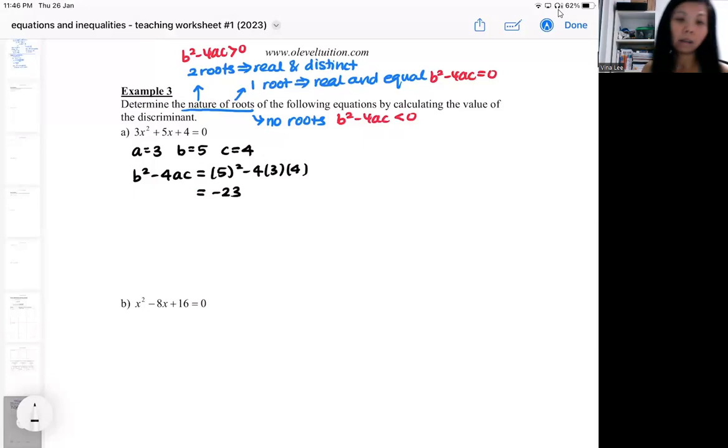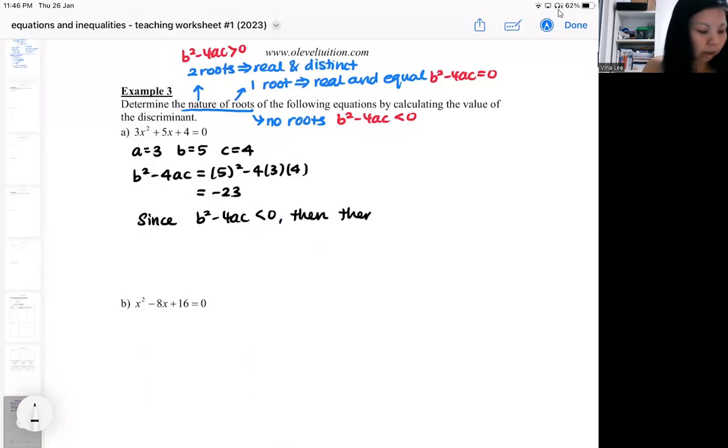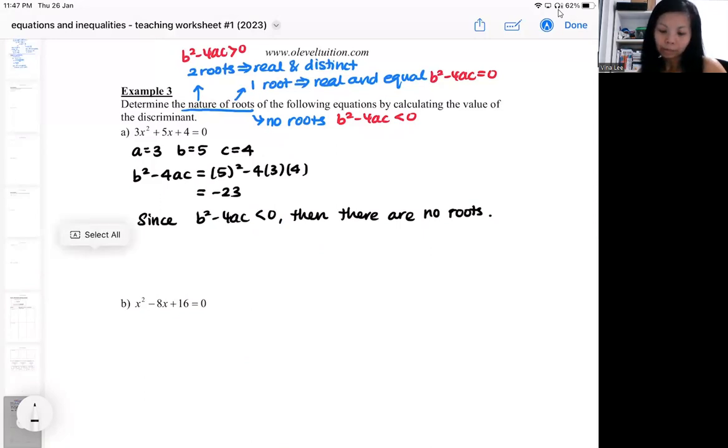So in this case, I get a negative value. So the explanation will be something like this. Since you are getting a negative discriminant, then there should be no roots. That means if you solve the equation, you will have no answers. Okay, so let's try the next one.